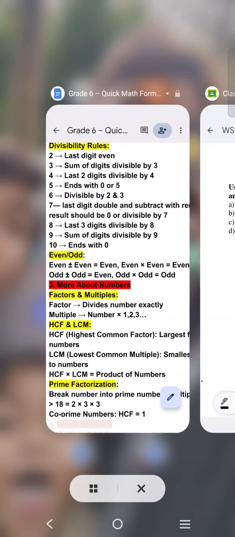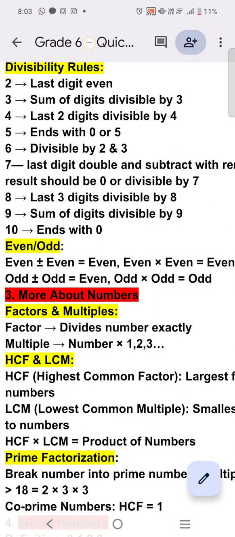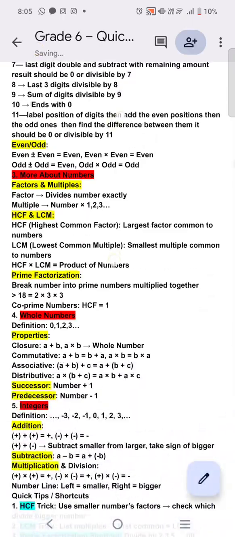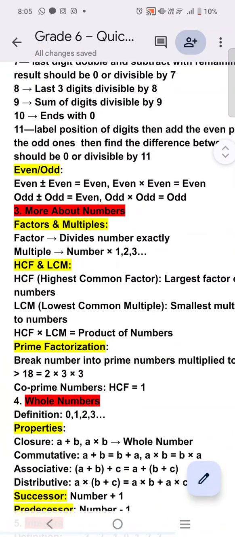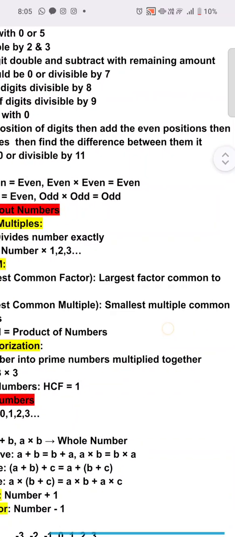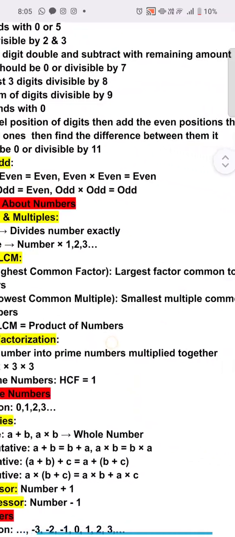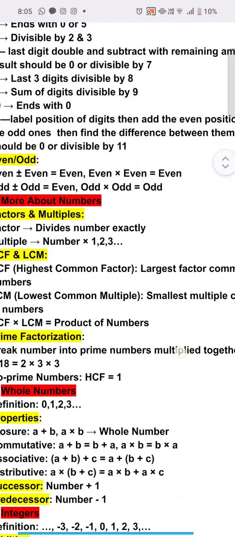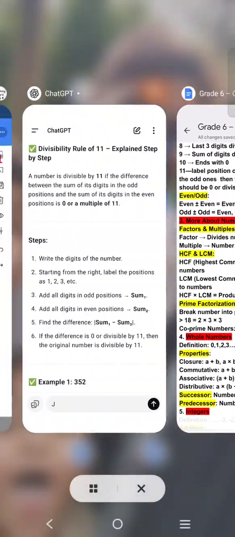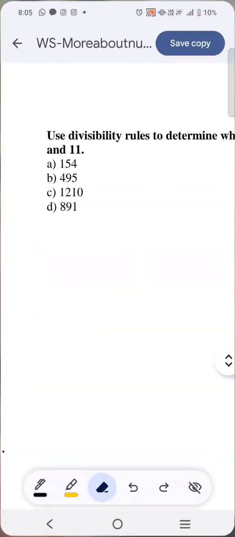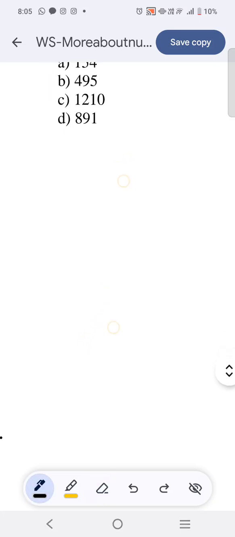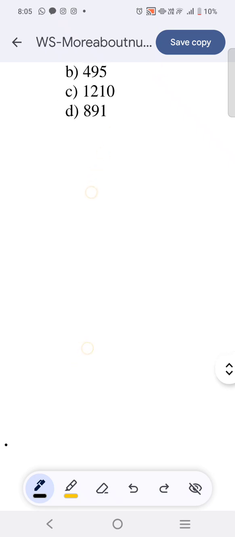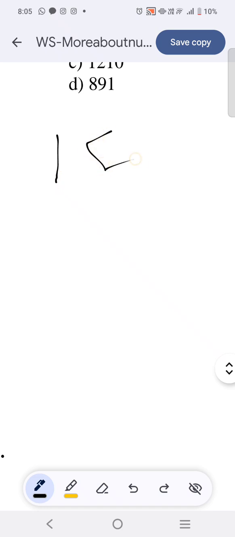Let's see if it's divisible by 11. Okay, so the divisibility rule of 11 is to label the positions of the digits, then add the even positions, then the odd ones, then find the difference between them. It should be 0 or divisible by 11. So I'll explain this simply. I can't explain it on the whiteboard, so I'll have to do it on the worksheet. Let's just not take any examples, let's do the number that we actually have to do.